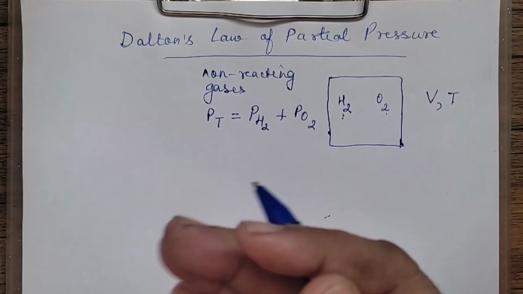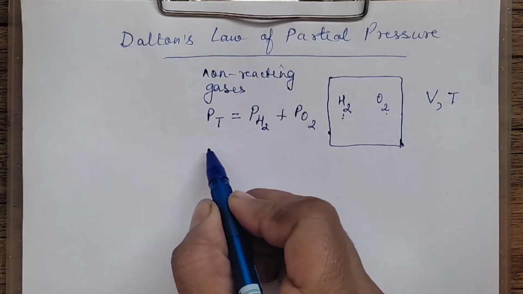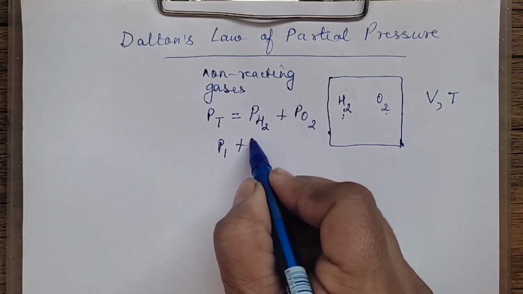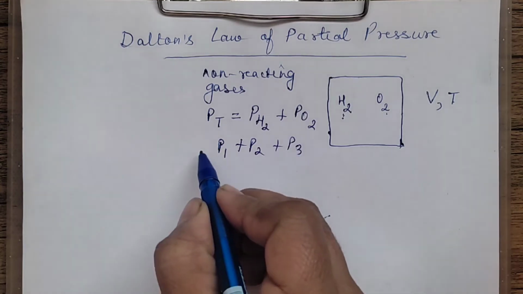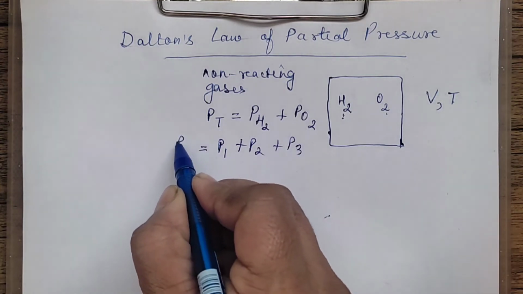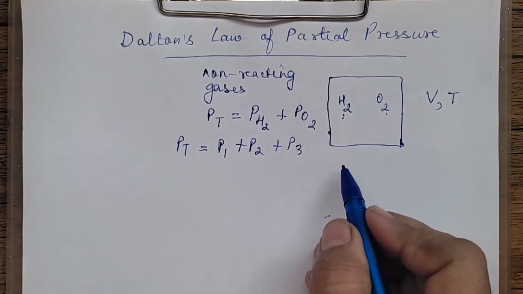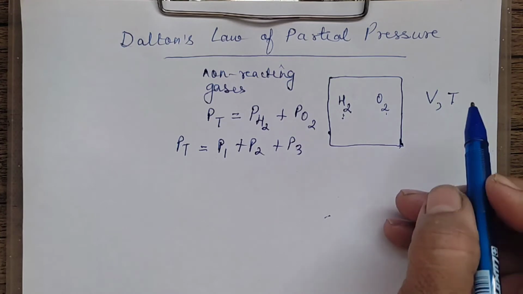Suppose there are some more gases, say three gases, 1, 2, 3, and their partial pressures are P1, P2, P3. Again, the condition is that they should not be reacting. Then the total pressure is given by the formula: total pressure is P1 plus P2 plus P3, provided the temperature remains the same.